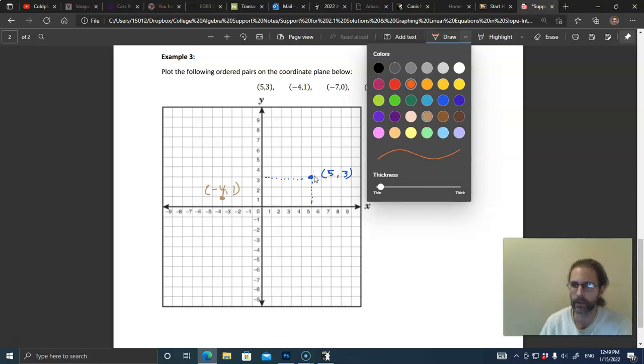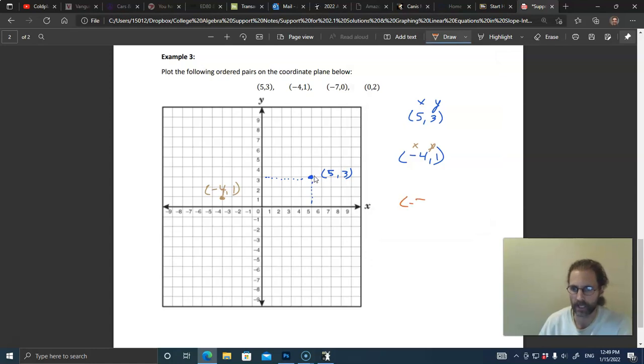Let's try another one. How about negative 7 comma 0? Start at the origin. The x is negative 7, so we go to the left 7, and we stop. But the y is 0, so that means we're not going to go up, nor will we go down. We're going to stay put. So this point lands right on top of the x-axis. This is what we'll refer to later as an x-intercept, because it's a point that intercepts the x-axis, or lies on top of the x-axis.